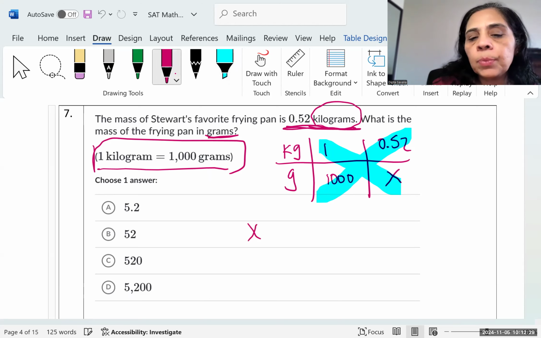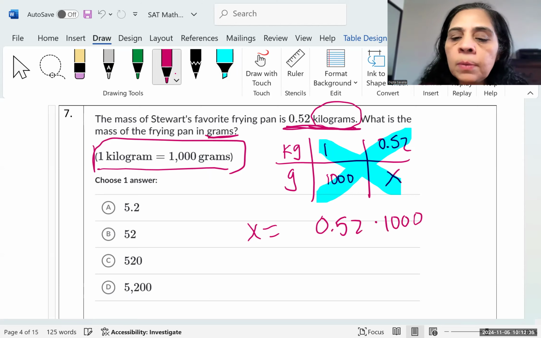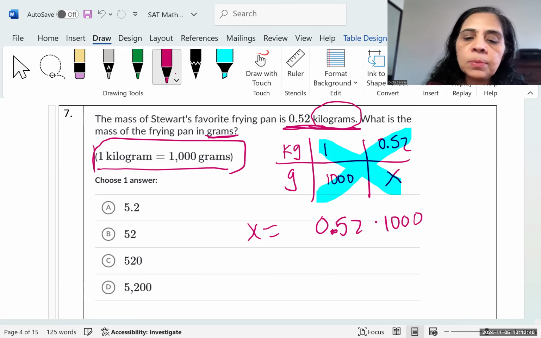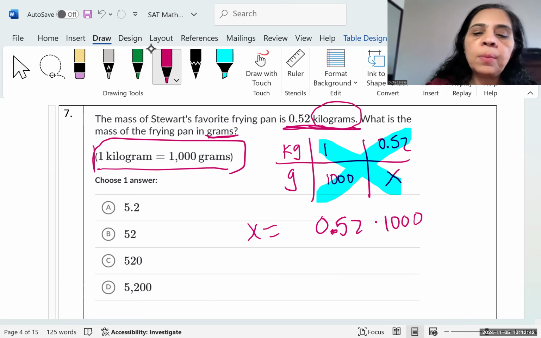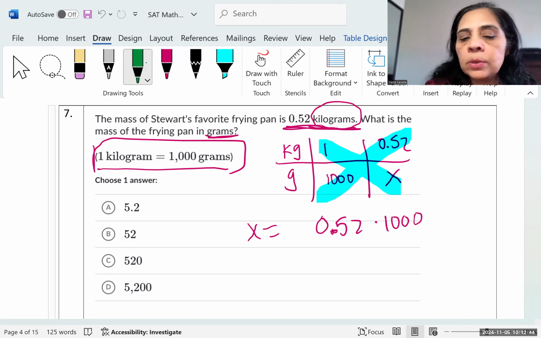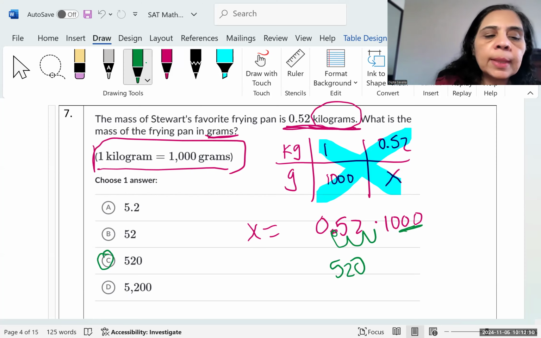So we can do 1x equals 0.52 times 1,000. When we are multiplying by 10, 100, 1,000, we just move the decimal to the right-hand side. How many zeros we have? So we can see we have 3 zeros, move 3 places. So the answer will be 520. Answer choice C.